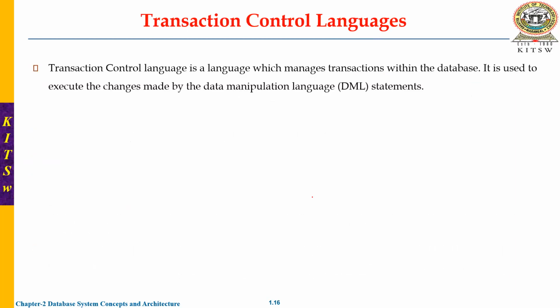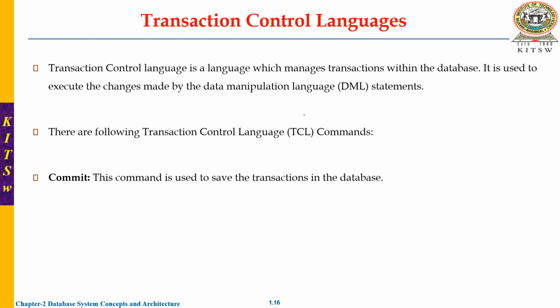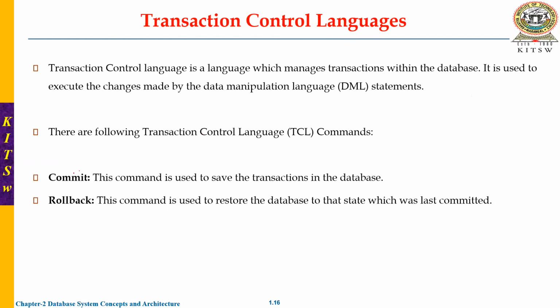Data transaction control language is a language which manages transactions within the database. It is used to execute the changes made by the data manipulation language statements. The statements are commit and rollback. Commit is just like saving that particular transaction, and rollback is just like undoing, or restoring the database to the last committed state.